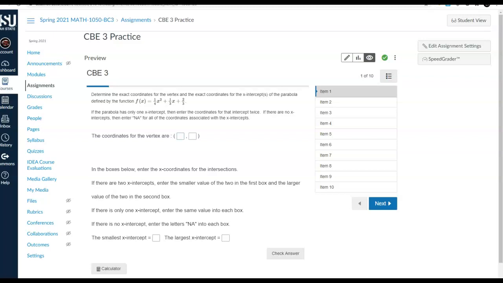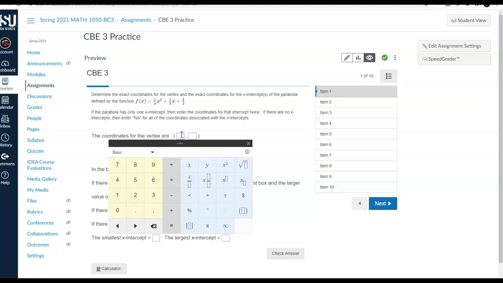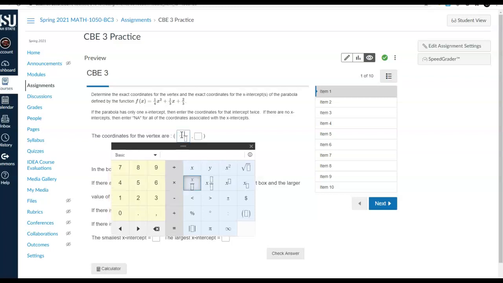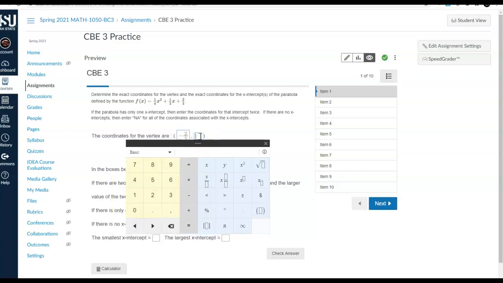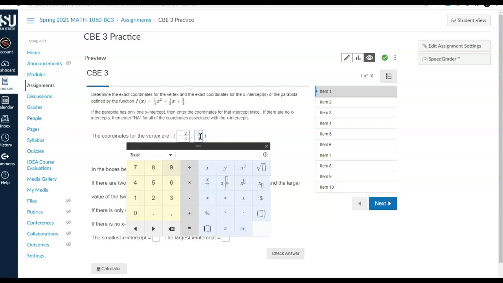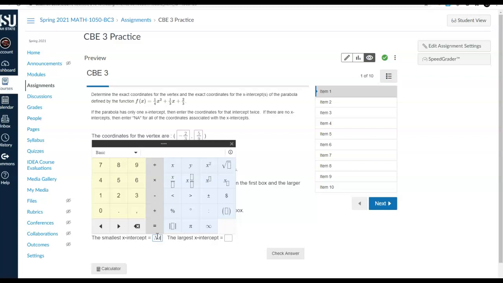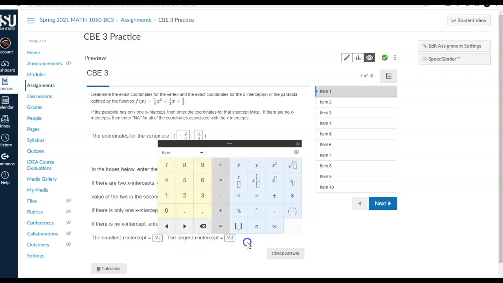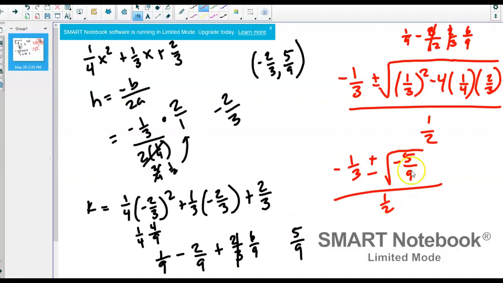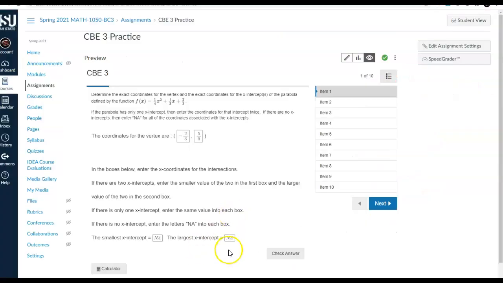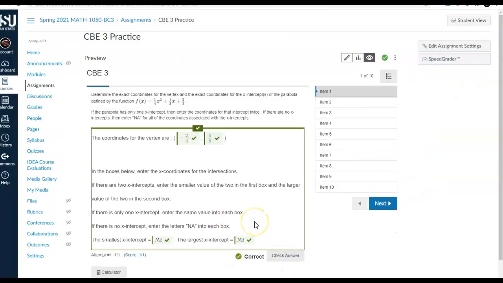So when we go to type in our solutions, my vertex, again, was negative 2 over 3, and then the other part of that vertex was 5 over 9. And then because we don't have any intercepts, I'm just going to go NA. If you did, then you could just put the bigger and the smaller one in like this. You do a plus and the minus for that, and it would fit in just fine. So that's question 1. So you're going to use the quadratic formula for that, and we can get a solution on that one.